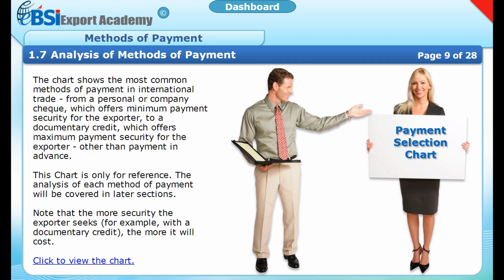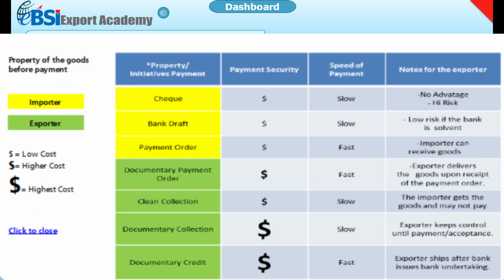Note that the more security the exporter seeks, for example with a documentary credit, the more it will cost. Click to view the chart.